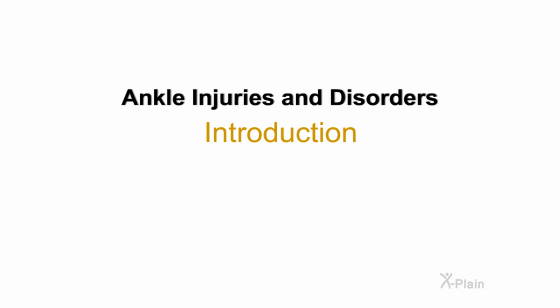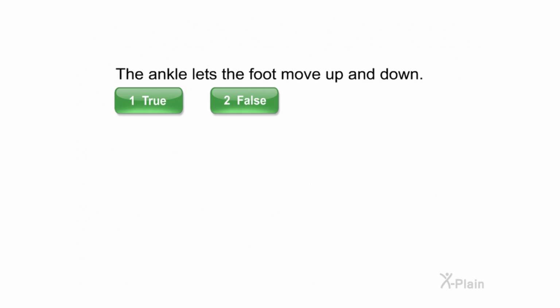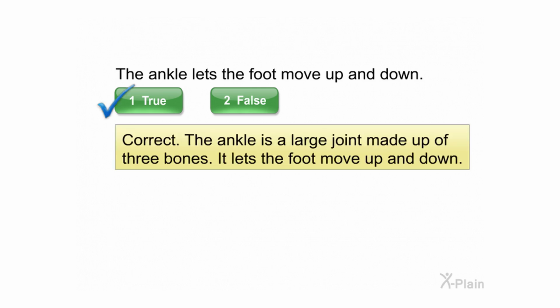Ankle injuries and disorders. Introduction. The ankle lets the foot move up and down. Select true or false. Correct. The ankle is a large joint made up of 3 bones. It lets the foot move up and down.